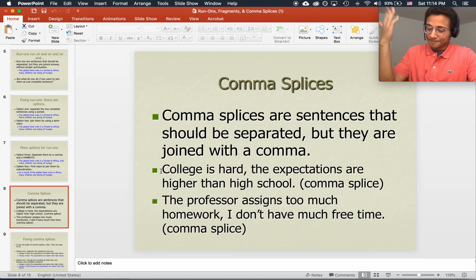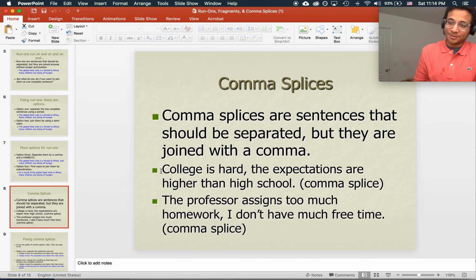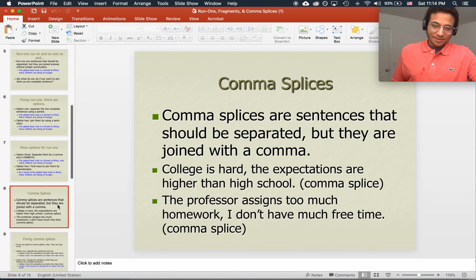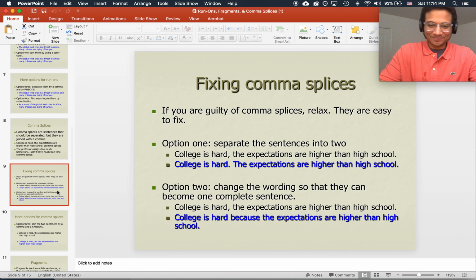College is hard, that's an independent clause. It can stand on its own. It's a complete sentence. The expectations are higher than high school. Same thing. We need the semicolon there. The professor assigns too much homework. I don't have much free time. Same thing. It's a comma splice, just because they use a comma here, and it needs to be a semicolon. That's really small potatoes, but I just want to be able to talk about it.